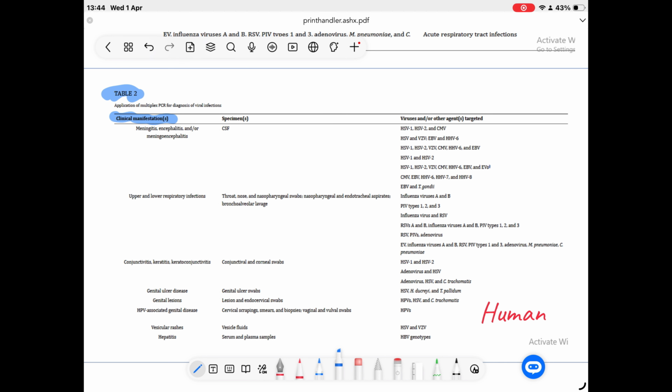In a traditional singleplex workflow, the physician has to play a guessing game based on probability. They order a test for HSV-1. 2 days later, it comes back negative. They order a test for VZV. 2 days later, negative. By day 6, the patient has suffered irreversible tissue damage.